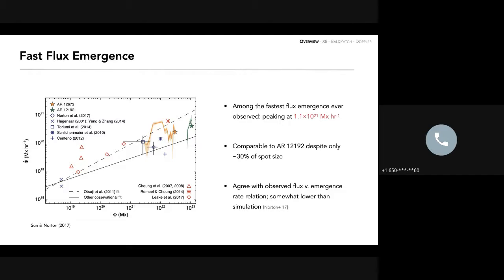Now, this plot shows that there's a power law scaling between the flux and the flux emergence rate. This active region lies approximately on this power law shown by the solid curve. The simulations so far seem to have a slightly higher flux emergence rate. Next slide, please.